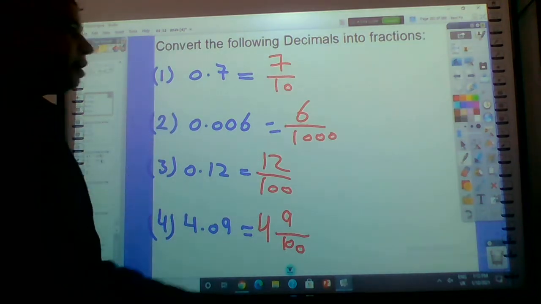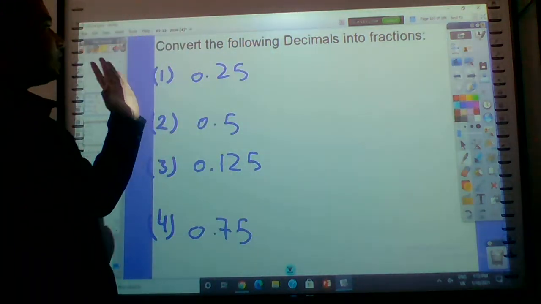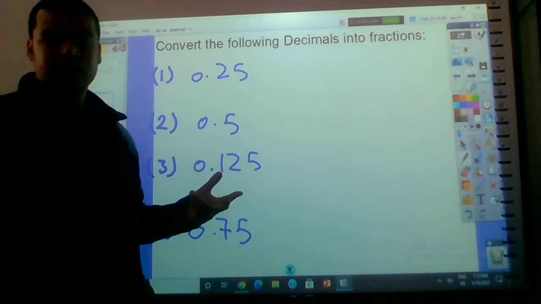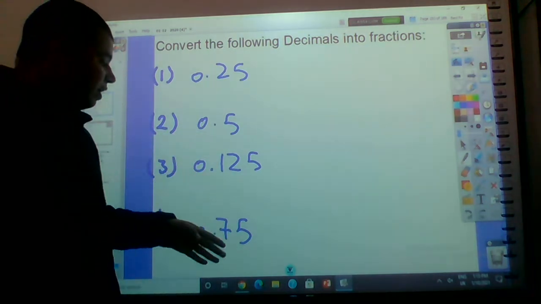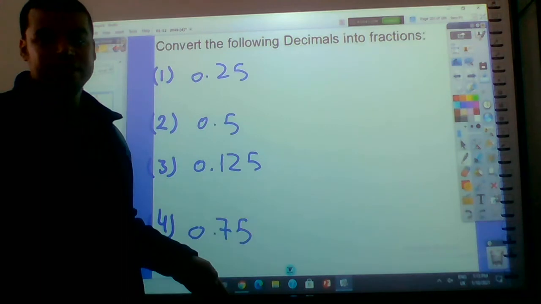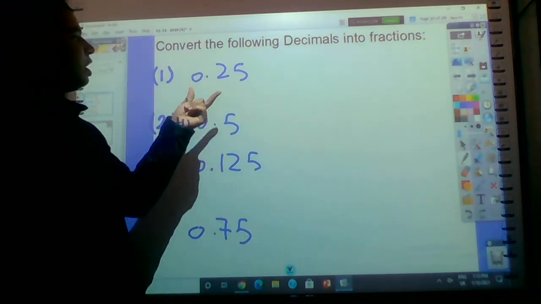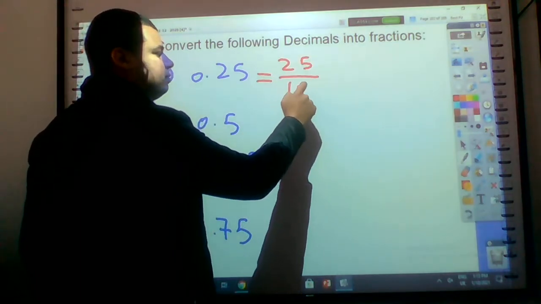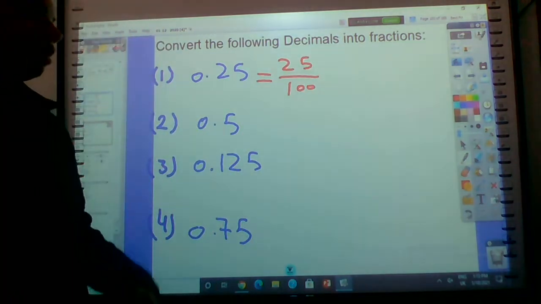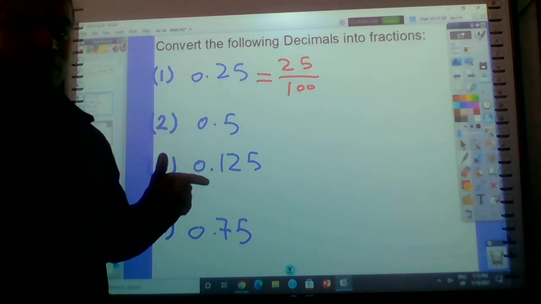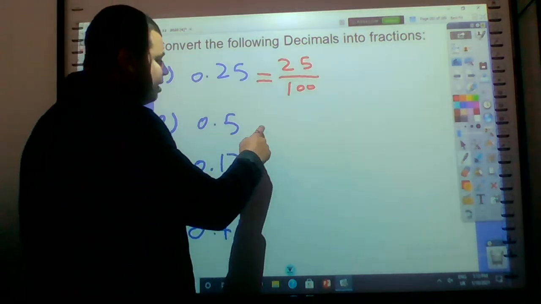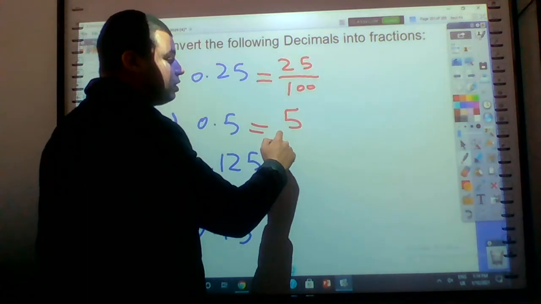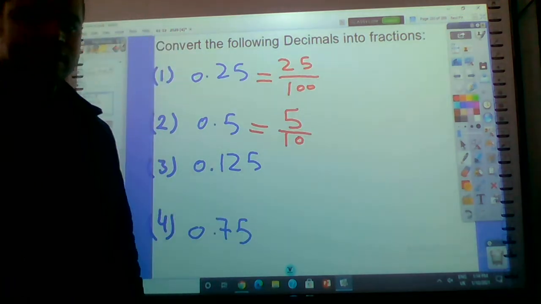Let's move to the next slide, which is 0.25. What is it as a fraction? 0.25 as a fraction, 0.5, 0.125, 0.75, all these things. I know that some of you might say it's 25 hundredths, which is 25 over 100. I cannot say it's wrong, but I'm going to remind you of something that we agreed on in class today. Some of you might say 0.5 is 5/10ths, which is 5 over 10. Still can't say that this is wrong.